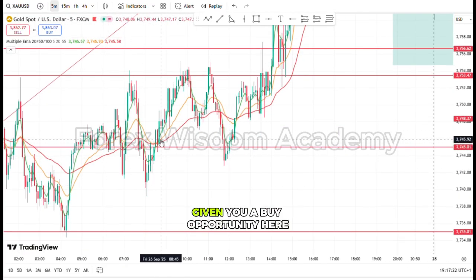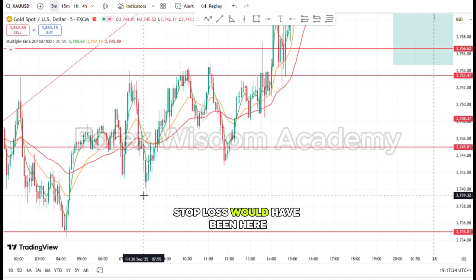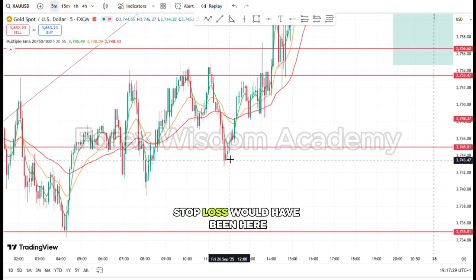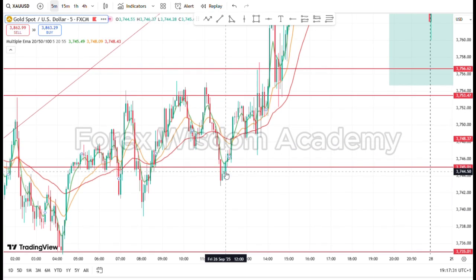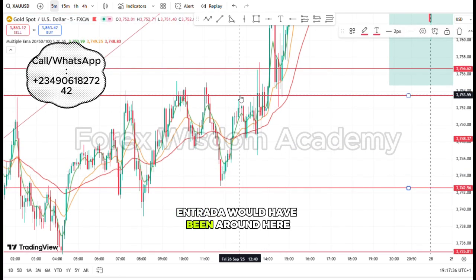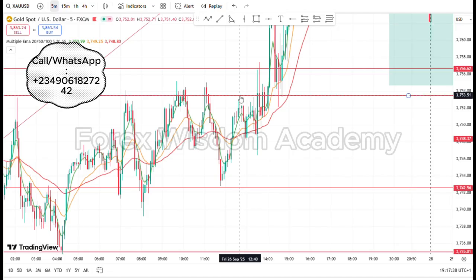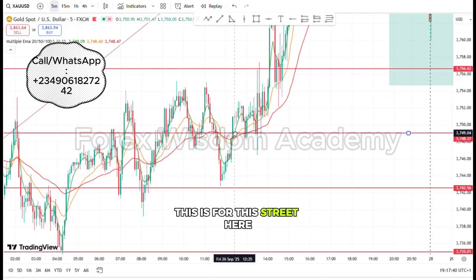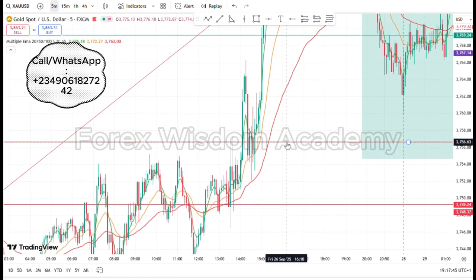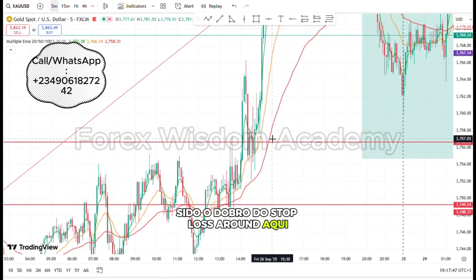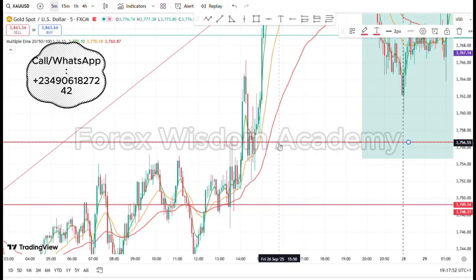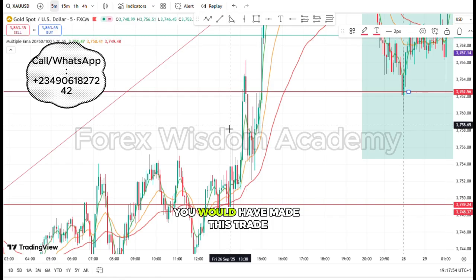And this will give you an opportunity to win this particular one. And before you know it, it has given you a buy opportunity here. Stop loss would have been here. You would have made this spread. Another buy opportunity here. Stop loss would have been here. Entry would have been around here. This is for this trade here. And then your take profit would have been twice the stop loss around here if you measure it. So you measure the stop loss, take profit is usually twice. It would have been around here. You would have made this trade.